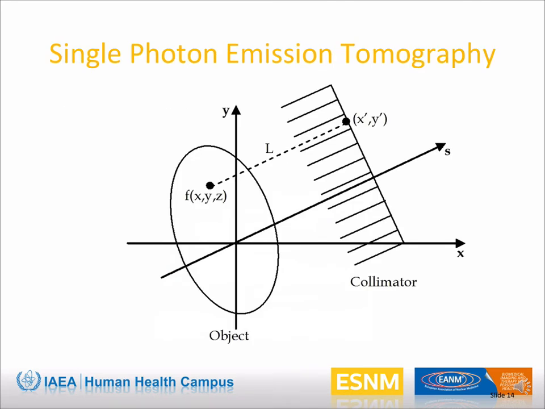Single photon emission tomography is when you have single gammas that are emitted and they go through to get measured on the detector. And in order to know from where the gamma comes, you have lead collimators. You can see the black lines. And the collimators do so the camera knows where the signal comes from.